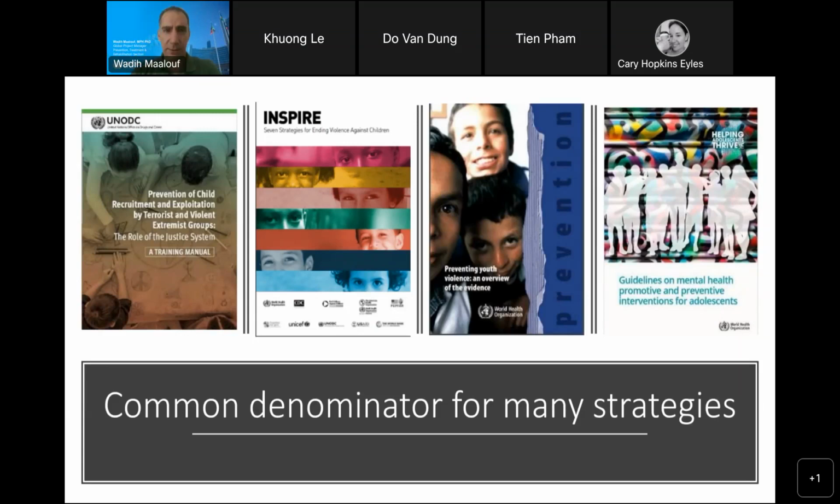Violence against children, the INSPIRE initiative, is seven strategies. Each letter is a different strategy. P is for parenting and caregiving support, and E is for education and life skills.